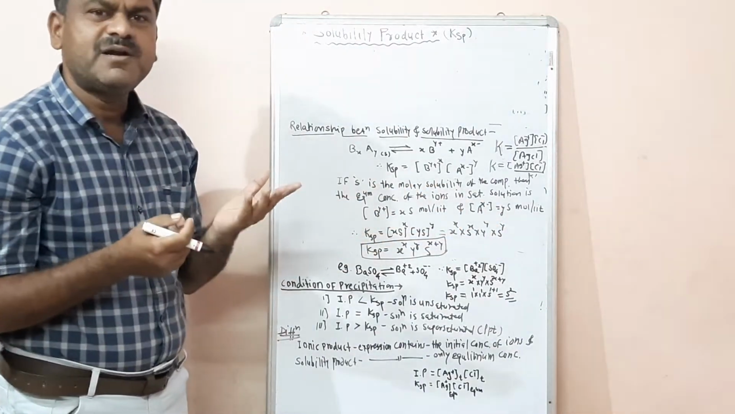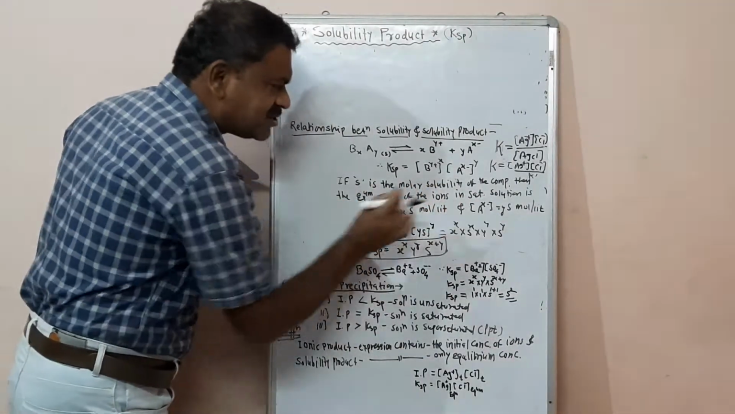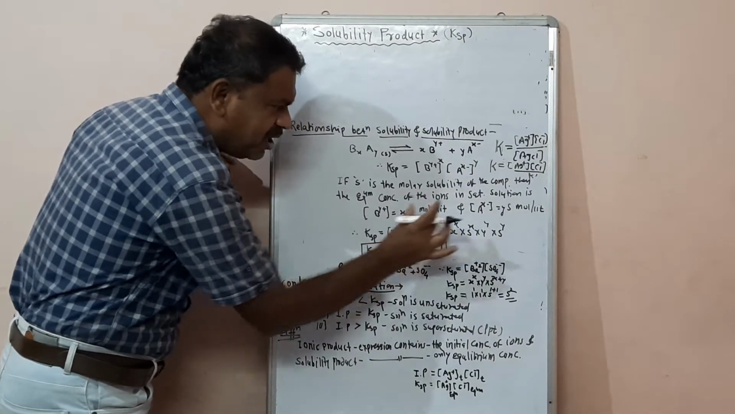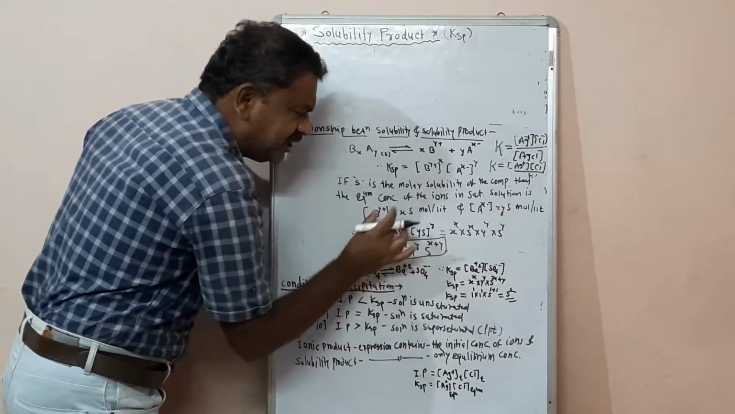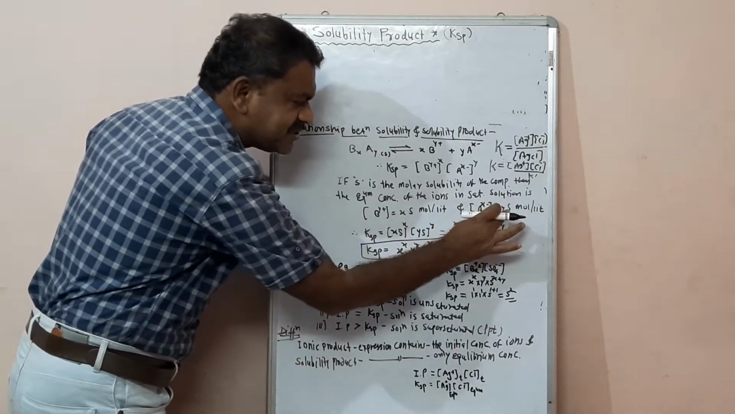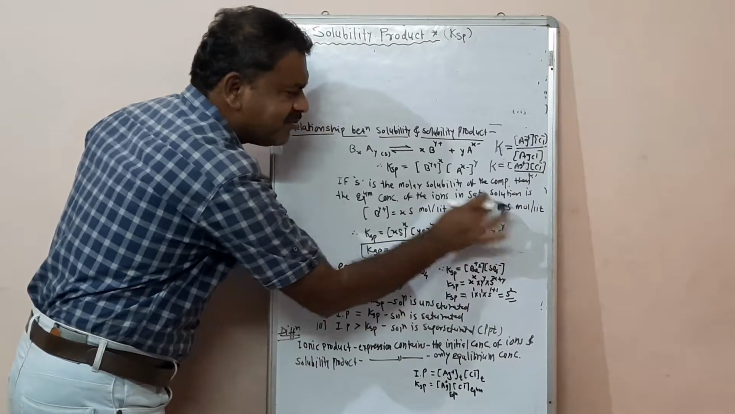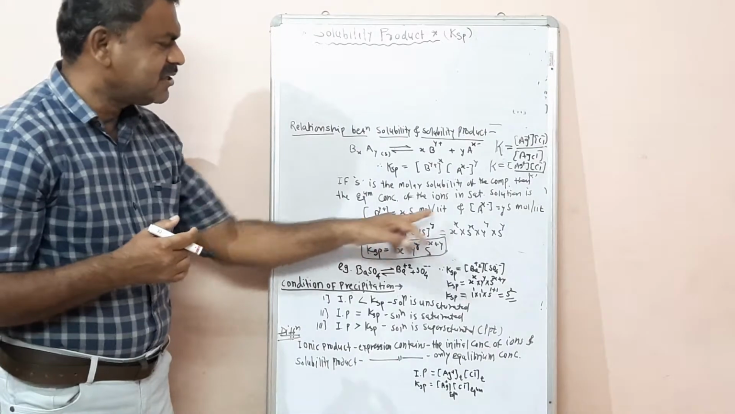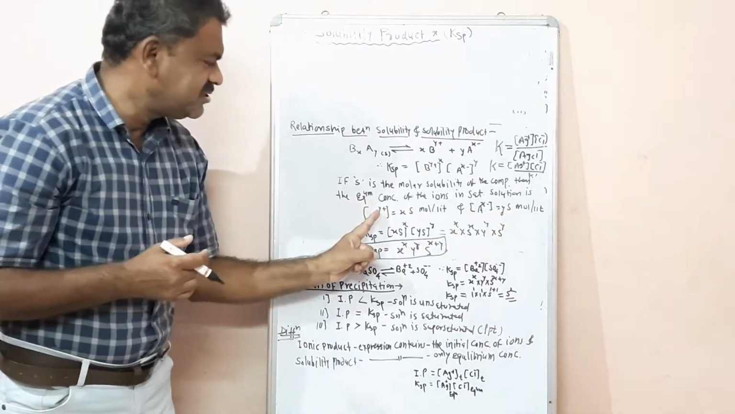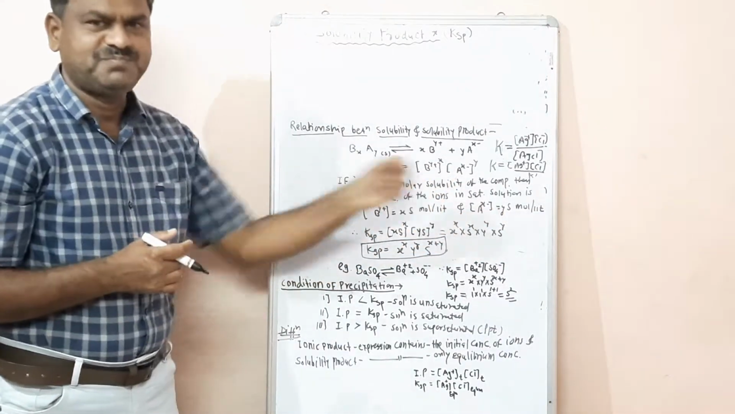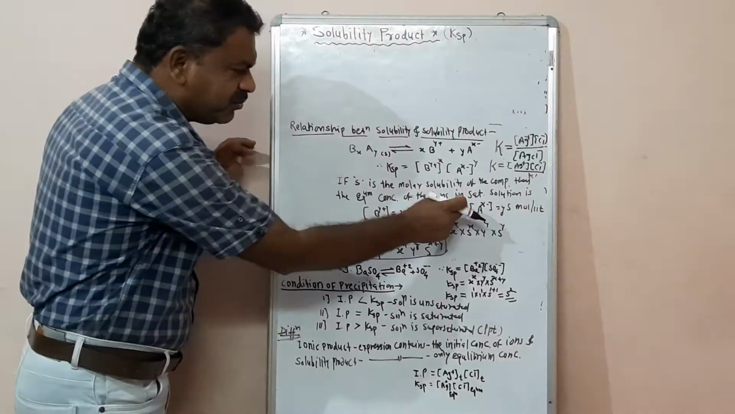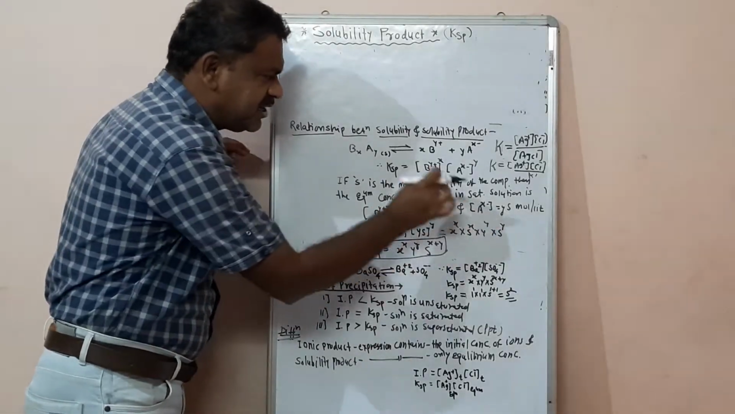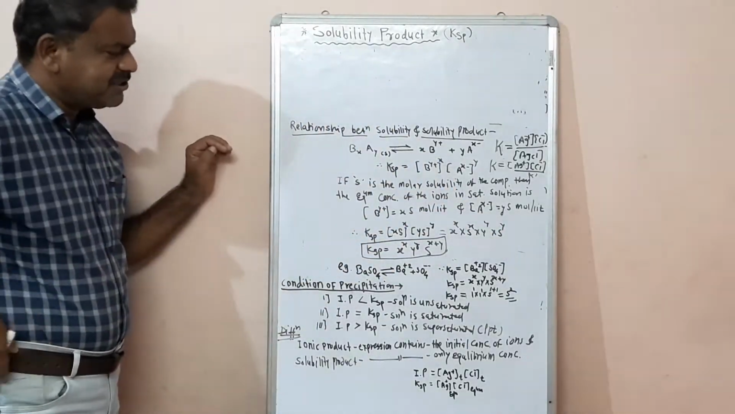Put these values: the molar concentration of B and the molar concentration of A are equal to xS and yS. Here x and y are the molar coefficients of this S. This is the coefficient of S. This is x and this is y. Now put these values in that Ksp equation.